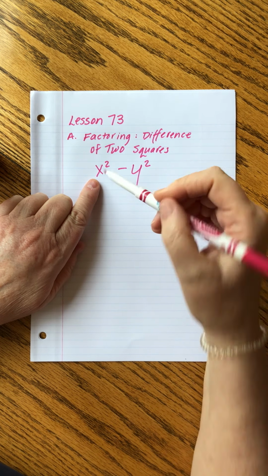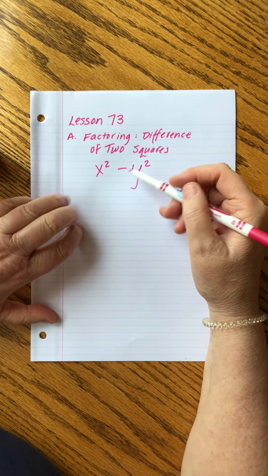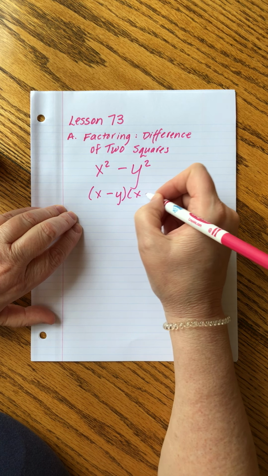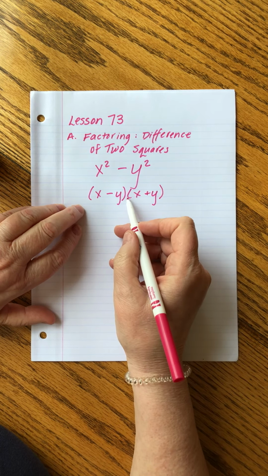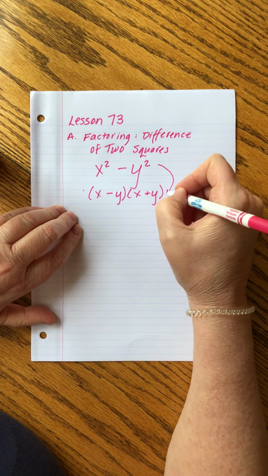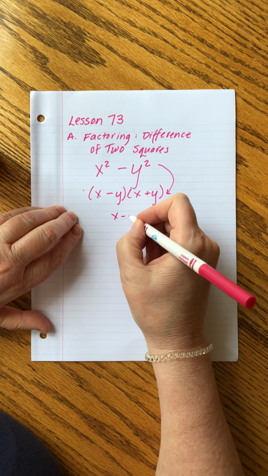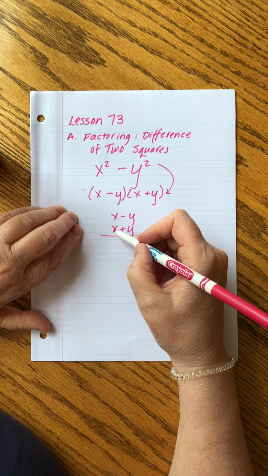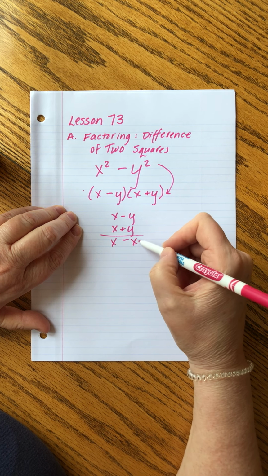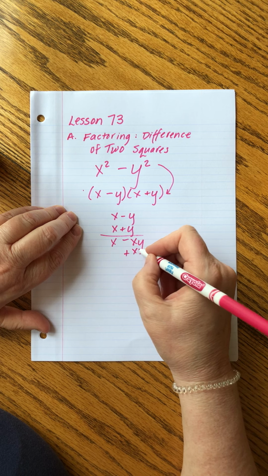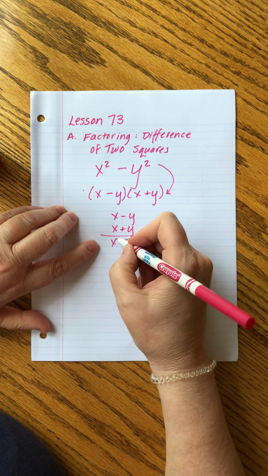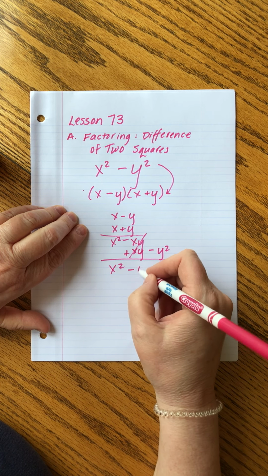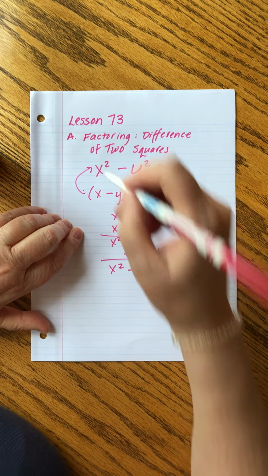When we see something like this, all we have to do is recognize it, and we can immediately factor it into x minus y, x plus y. We can factor it into these two binomials. And then if you want to just prove to yourself that it works, we can multiply: x squared minus xy plus xy minus y squared. Oh, I forgot to write the square there. X squared, cancel, minus y squared. So that will take us back.